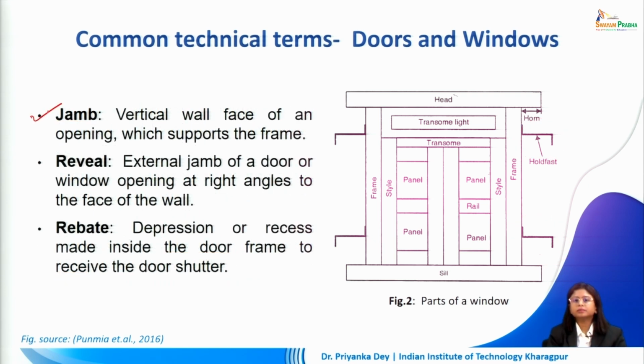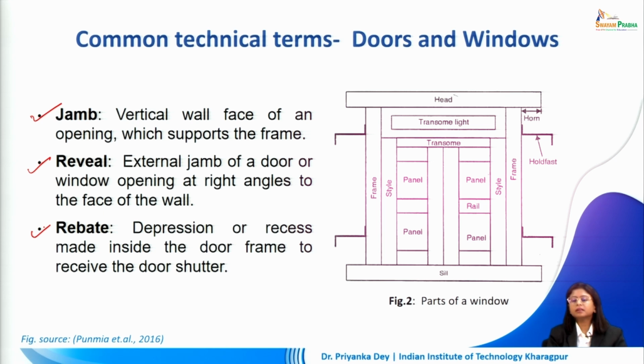Jambs are vertical wall faces of an opening which supports the frame. So, if we are looking at the opening within which the frame is being fixed, those vertical wall faces are known as the jambs. The reveal is the external jamb of a door or window opening and it is at 90 degrees to the face of the wall.